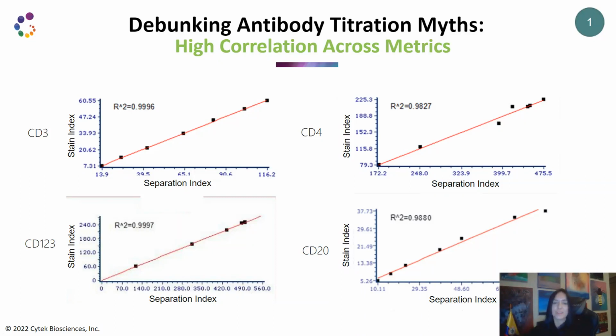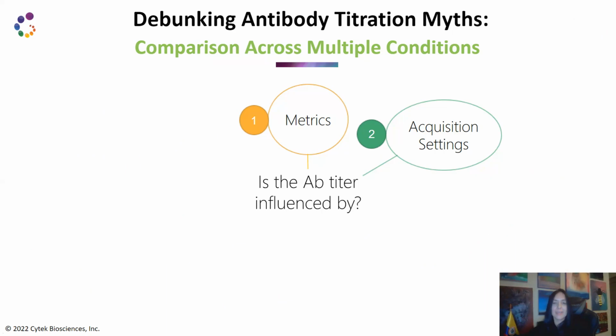We did the calculation for everything, but for the presentation purposes, I'm going to show you mainly stain index for the other comparisons. So metrics don't seem to play a big role, even though we were expecting them to, because the spread for some of them, or the negative, is taken into account. Now let's move to acquisition settings.